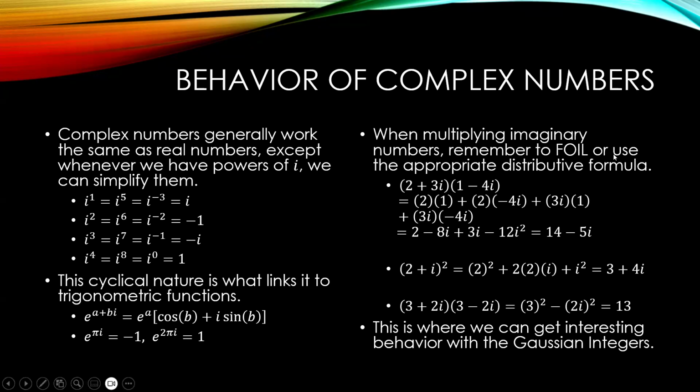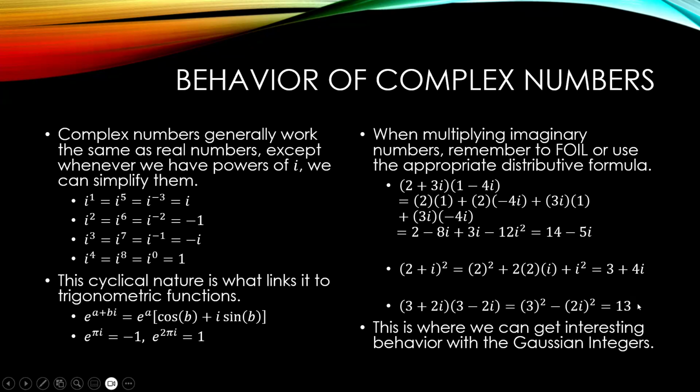When multiplying imaginary numbers, you have to remember to FOIL or use the appropriate distributive formula. And so, for instance, if we have 2 plus 3i times 1 minus 4i, we can just FOIL it out. And when we FOIL it, we will end up with 14 minus 5i. If we have 2 plus i squared, well, we can square it just like we would normally, and we'll end up with 3 plus 4i.